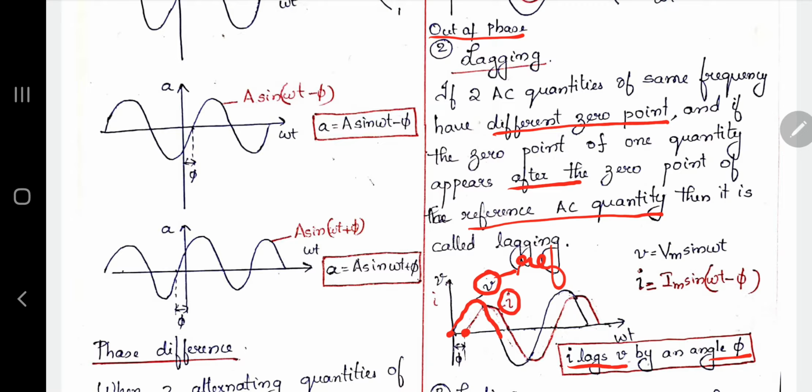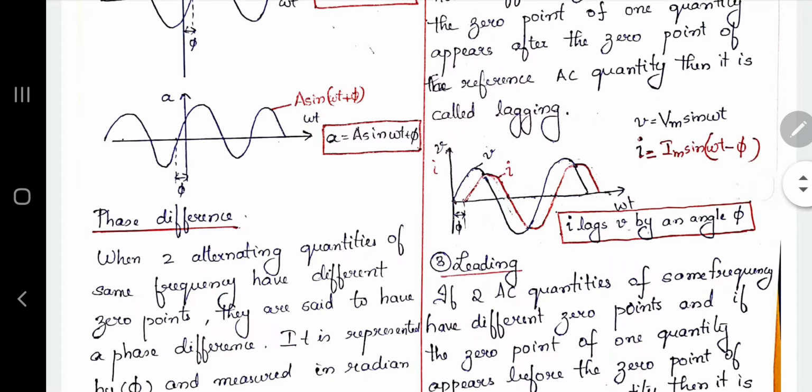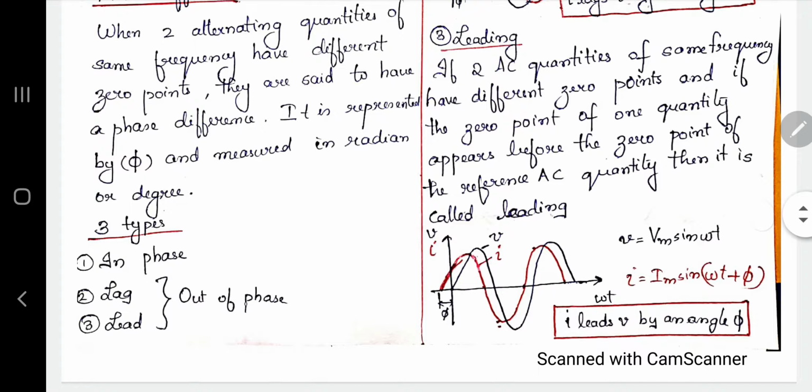For such a case we will say current lags the voltage by an angle phi. Current lags the voltage by an angle phi. You have to represent the waveforms like this; you have to draw and study how to represent it. And the equations we have already studied: V is equal to Vm sin omega t and I is equal to Im sin (omega t minus phi). Why? Because it is lagging behind the voltage waveform. Hope you understood lagging.